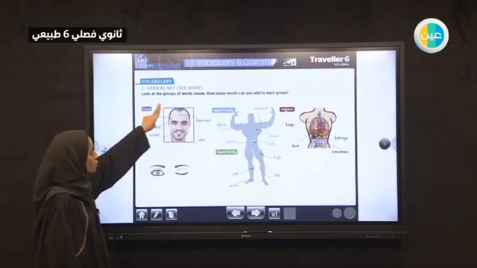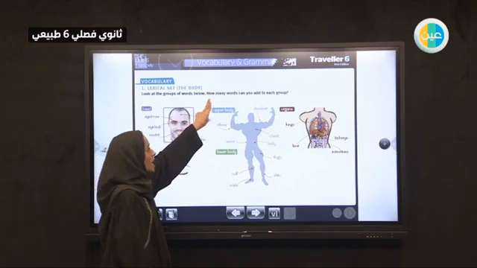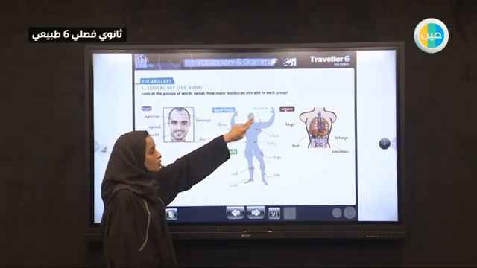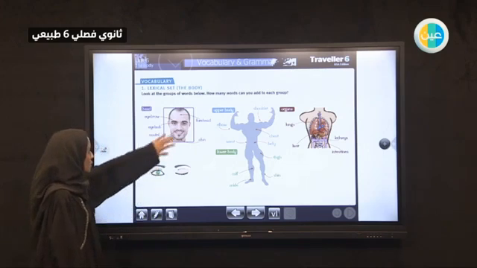Here, look at the group of words below. Some are given and others they want you to add. How many words can you add to each group? You can come up with many, and I know. Let's start with the head.